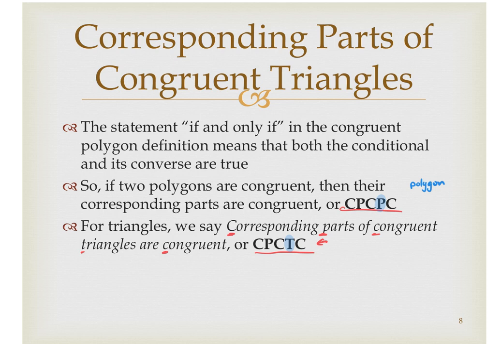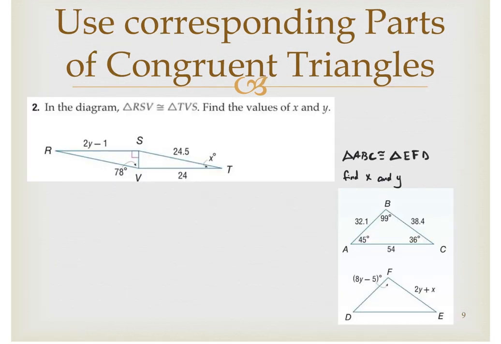Now the other one, CPCTC, only works for triangles, because it says in the name, corresponding parts of congruent triangles are congruent. Now we'll mostly be dealing with triangles, which is why I use this one, but if you want to use the other one, go for it. Just make sure that you only use the triangle one for triangles. That being said, let's solve some problems. Now, whenever you are solving problems, you need to be told that the 2 triangles are congruent. If you are not told the 2 triangles are congruent, you can't do anything. But if you do have that information, you know that corresponding pieces of congruent triangles are congruent.